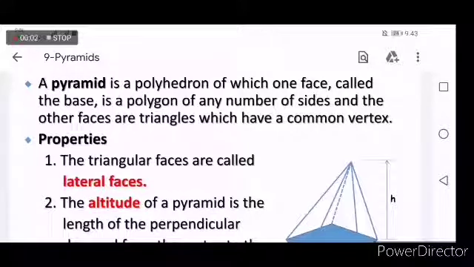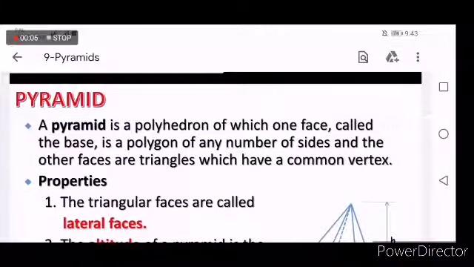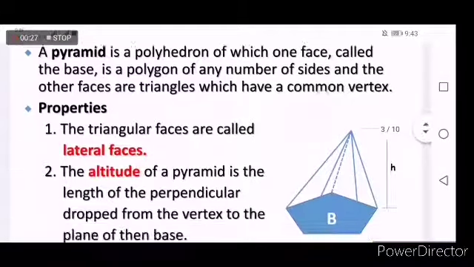Hello again, class. So in this discussion, we will talk about pyramids. Remember the prism that has two equal bases and parallelograms as its lateral faces? Here in pyramid, this is a polyhedron of which one face, called the base, is a polygon of any number of sides. And the other faces now are triangles which have a common vertex.